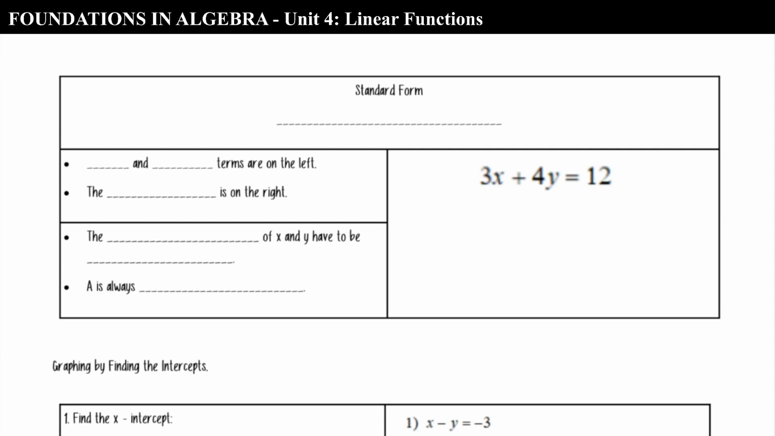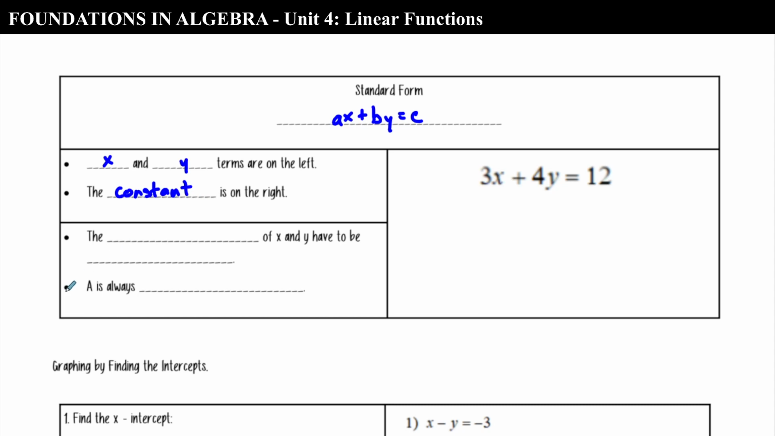When we talk about standard form, we're talking about a linear function that takes the form of ax plus by equals c. The variable terms, your x and y terms, are going to be on the left, and your constant is going to be on the right. Your constant is just the number that does not have a variable with it.